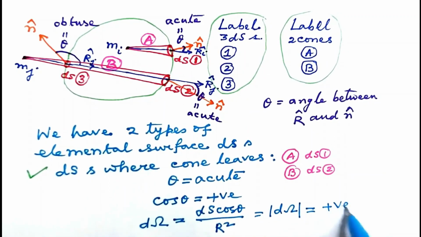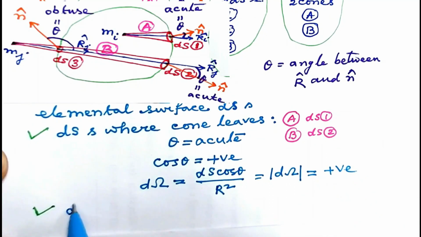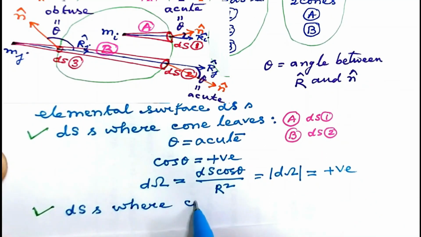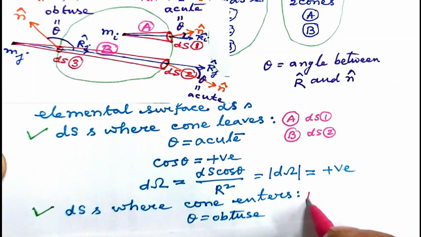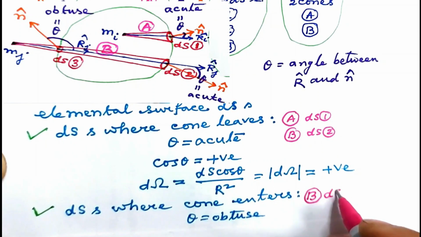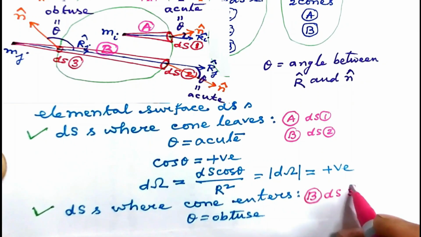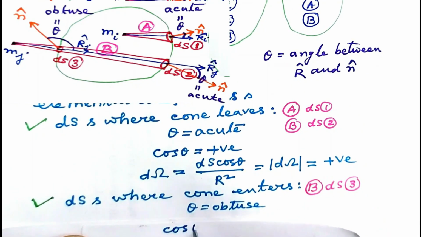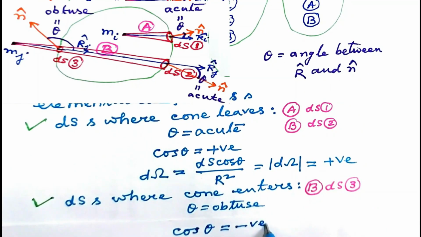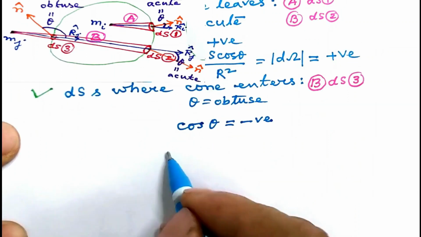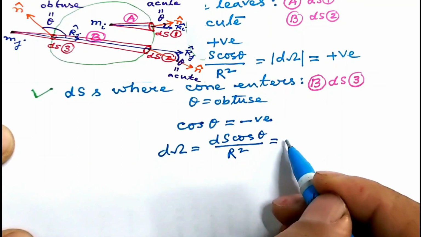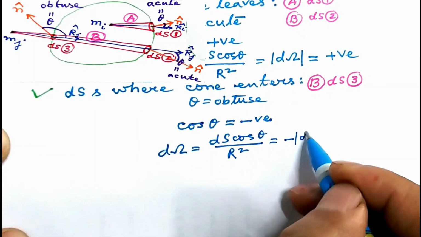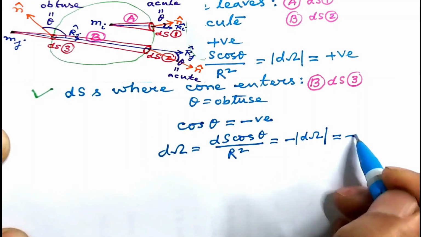In another type, we have ds's where the cone enters the surface S and theta is obtuse. This occurs, as we have shown, for cone labeled B at ds labeled by number encircled 3. Again, cosine theta is negative for theta an obtuse angle. Hence, d omega equal to ds cos theta by r square, which we designate as minus mod of d omega, and it is negative.